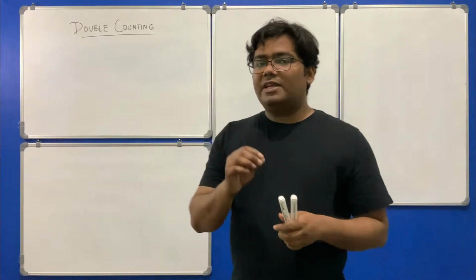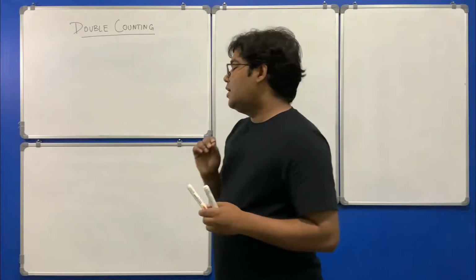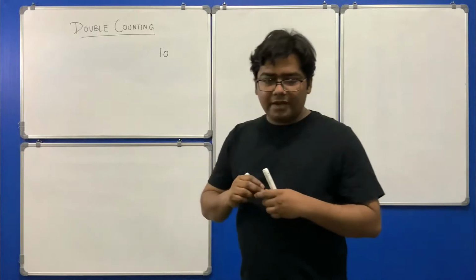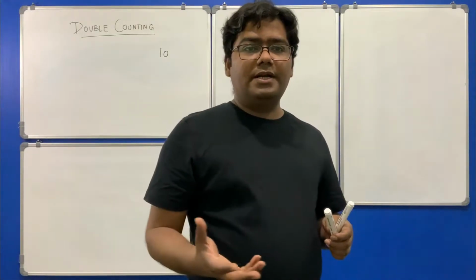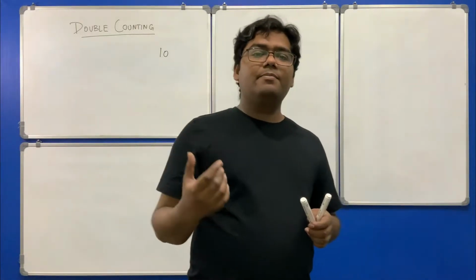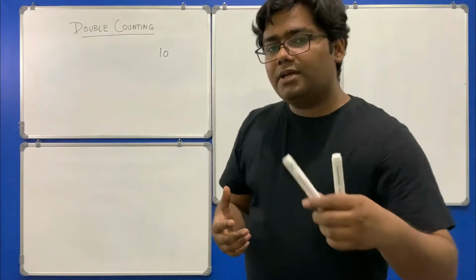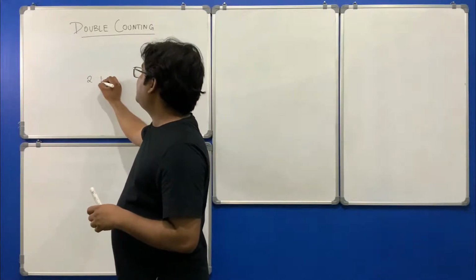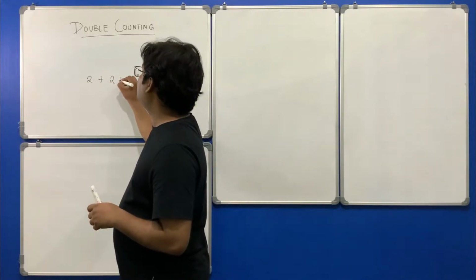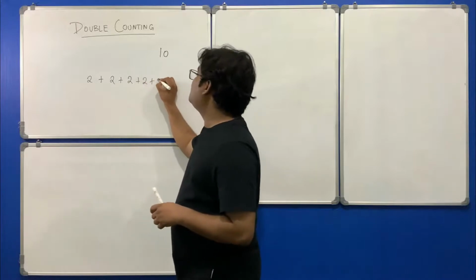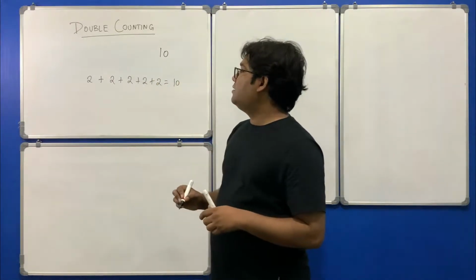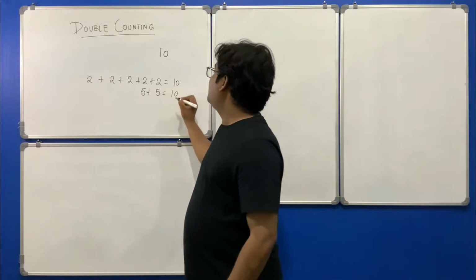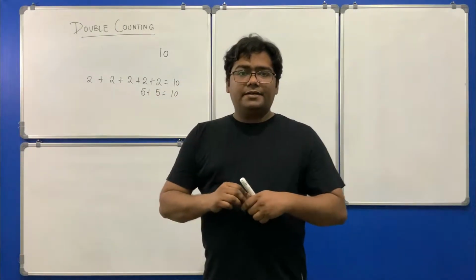Look at this very trivial example to understand this. Suppose you have to count 10 distinct objects. You have a classroom having 10 students, and you want to count them. Then you can count them in pairs, as 2 plus 2 plus 2 plus 2 plus 2, and then you get a count of 10, or you can count them as 5 plus 5, and then also you get a count of 10, right?